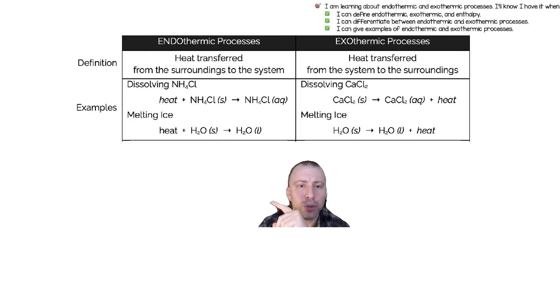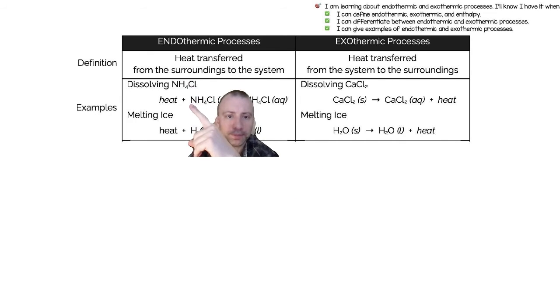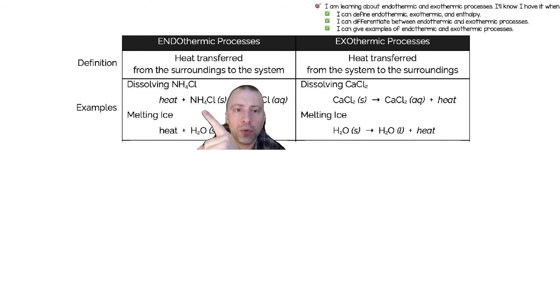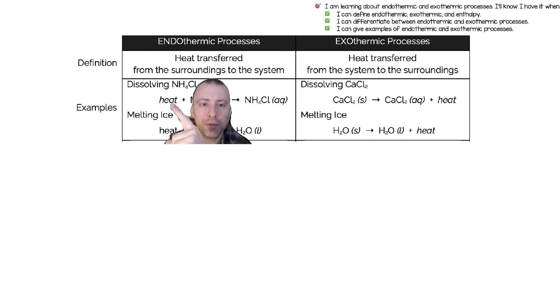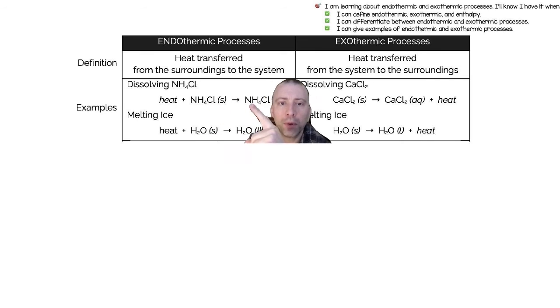Another way to represent an endothermic and exothermic process is with a chemical reaction. And you can actually write heat as a reactant or a product in the chemical equation, even though it's not a true chemical. So here's an example. Dissolving ammonium chloride: you put solid ammonium chloride in water and it becomes aqueous. So heat is involved in that process. If you add heat, more will dissolve. And so heat is a reactant.